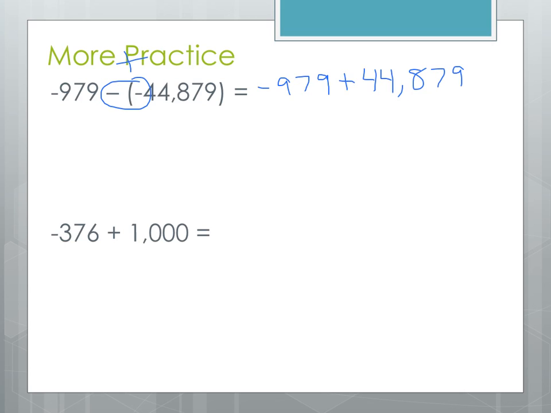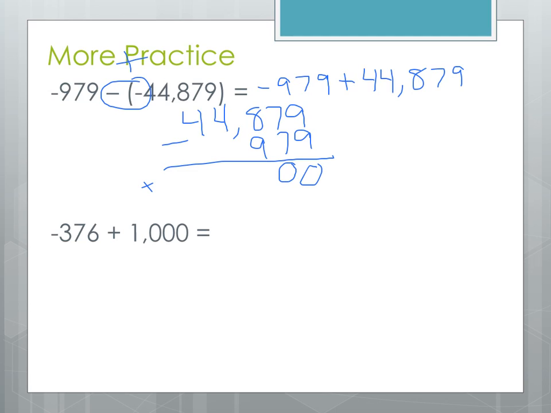Alright, we've got different signs here. We've got a negative and a positive, so when they're different, we're going to subtract. Remember, we always lead with the bigger number, so we're going to put the 44,879 on top, and then the 979 on the bottom, and we're subtracting these two. The sign of our answer is going to be the sign of the larger number, which is the positive 44,879, so we can put a little plus sign here to remember that. So now we start subtracting on the right. 9 minus 9 is 0. 7 minus 7 is 0.